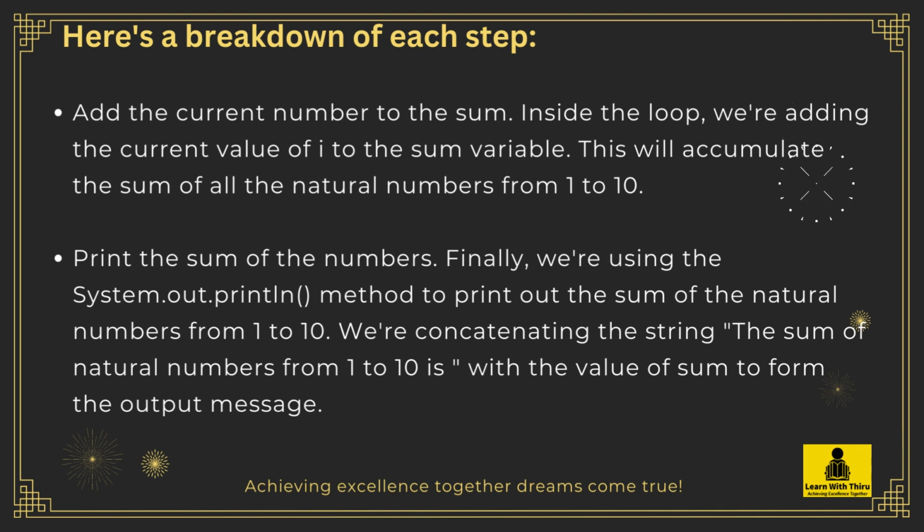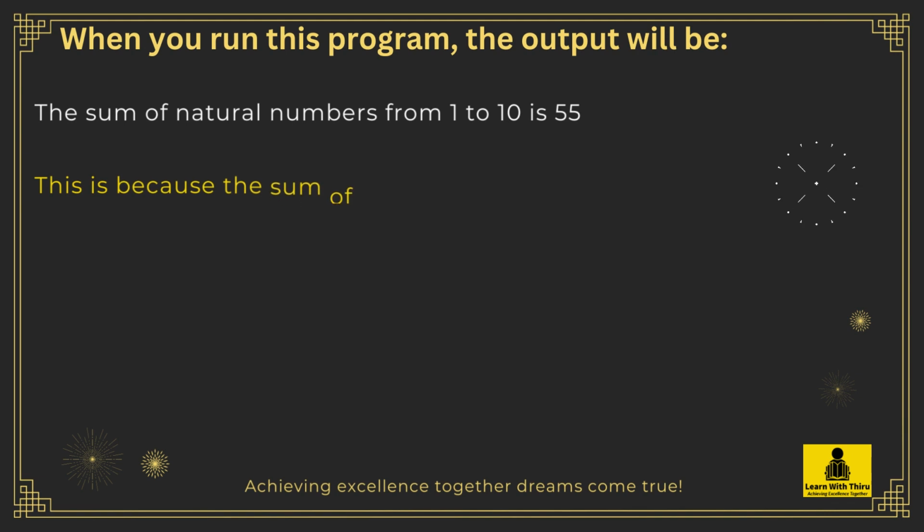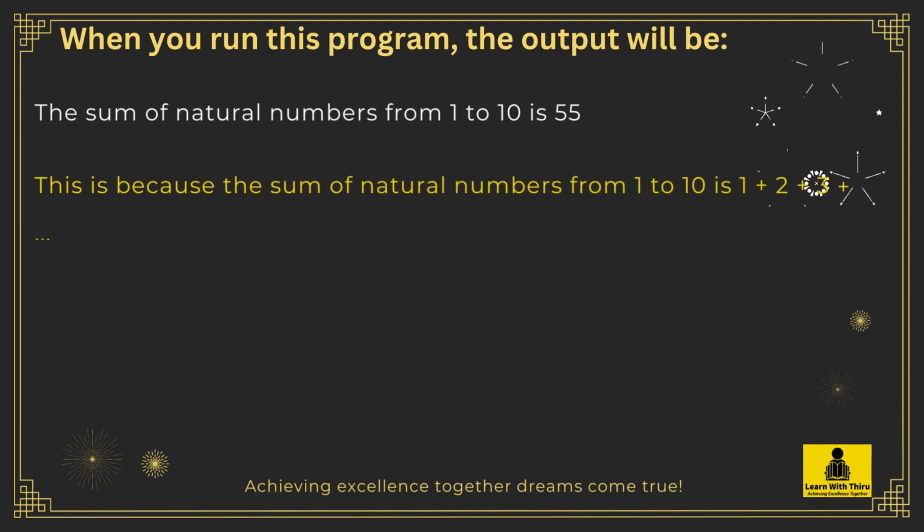When you run this program, the output will be: the sum of natural numbers from 1 to 10 is 55. This is because the sum of natural numbers from 1 to 10 is 1 plus 2 plus 3 up to 10, which equals 55.